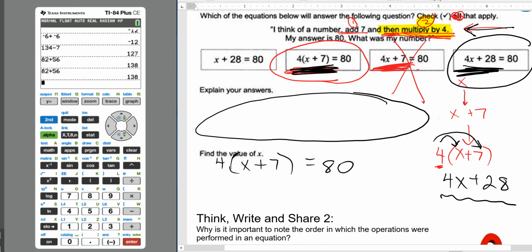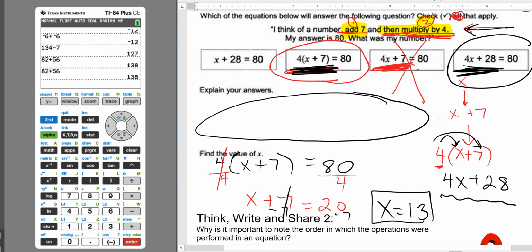So the first thing we're going to undo is multiplying by 4. The inverse of multiplying is dividing. We're going to divide by 4 on both sides and get that x plus 7 is 20. Again, remember, when the parentheses are the only thing left on that side, you don't need them anymore. Okay, second step was to add 7. So we're going to do the inverse and subtract 7. And we get that our x was 13.